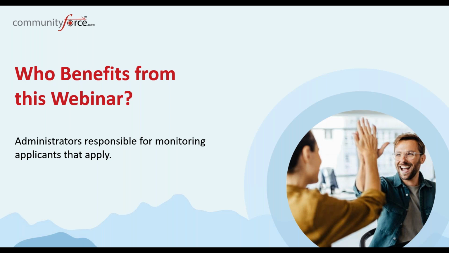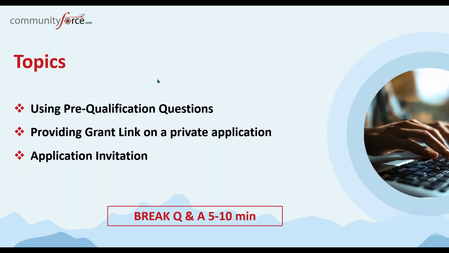So the topics, of course, we're going to go over pre-qualifications, a grant link. What is that? You might have a private application. You don't want to do all these functionalities. What's a simple way to get an application form to somebody if it's private?